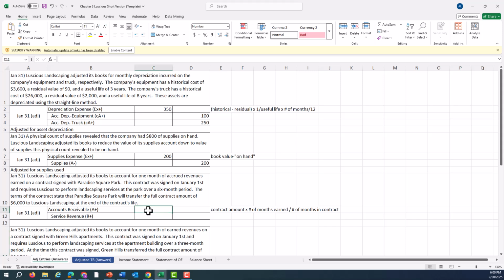We'll go right here and say this is going to be equal to the contract amount, which is stated in the problem, 6,000 times the number of months that we earned. Well, we signed it on January 1st. It's now January 31st, so we did 1 month's worth of work on this 6-month contract. So 1/6 of the time that we are obligated to provide service for has passed. We get to recognize 1/6 of those $6,000 in revenues we're eventually going to get, which for now is $1,000. So that is our debit to accounts receivable and our credit to service revenue. And here we adjusted for accrued revenues earned.